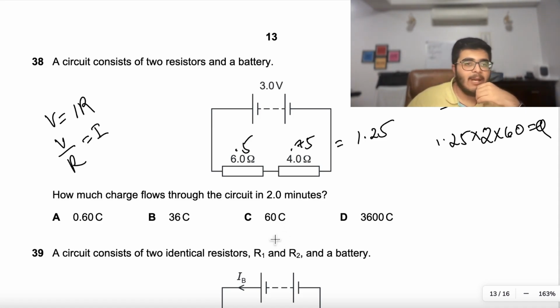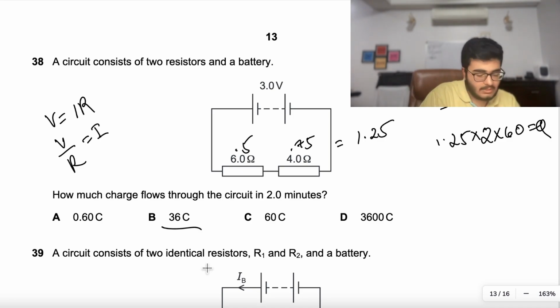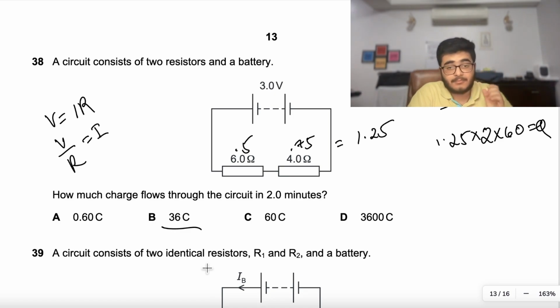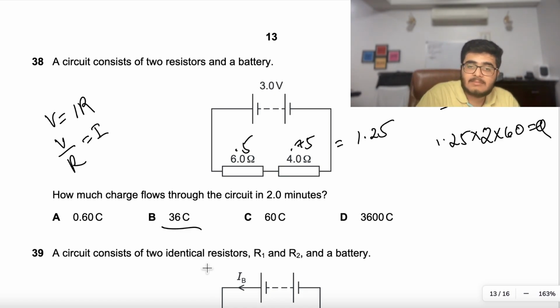Okay, see, 150 is not there in the answer. The correct answer is B, which is 36 coulombs, right? So let's take 1.25 into 2. We're going to get 2.5. So 2 minutes, right? 60 seconds for 1 minute. 60 plus 60 is going to give us 120 into 1.25. No, it's going to give us 150 coulombs, right? Okay, let's not try to do this.